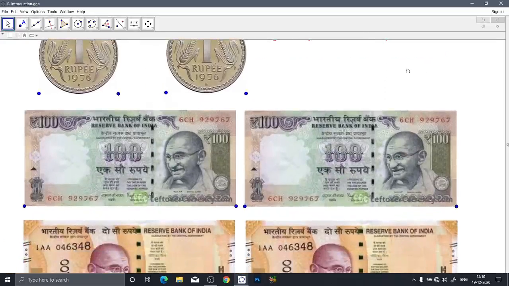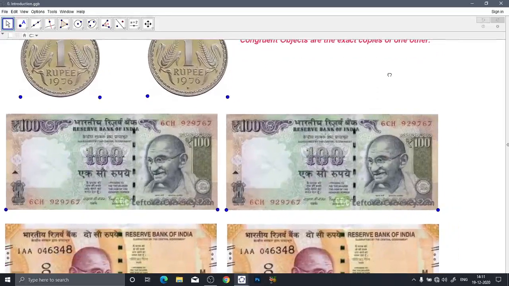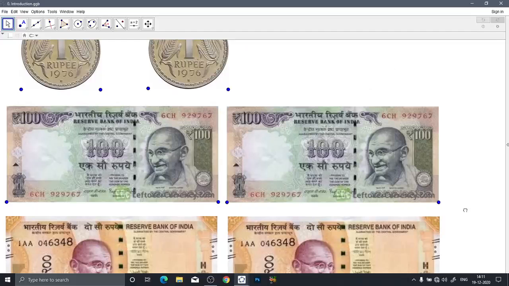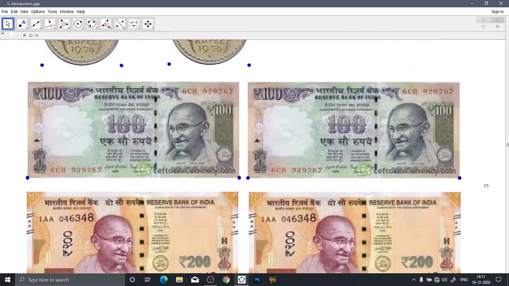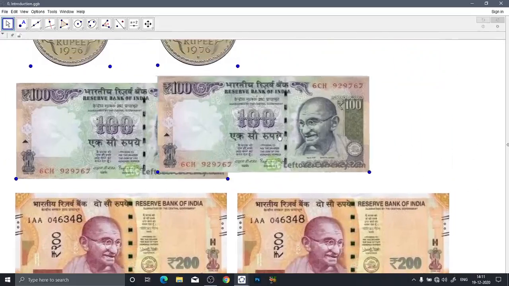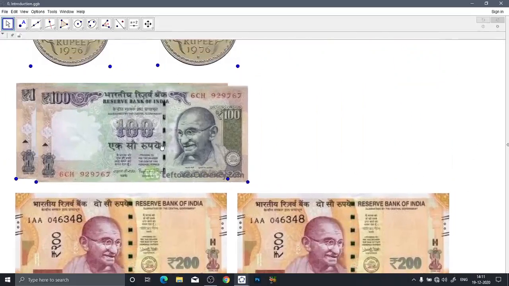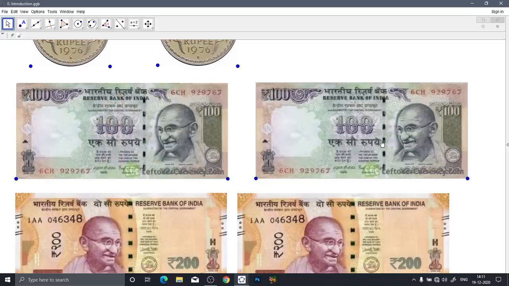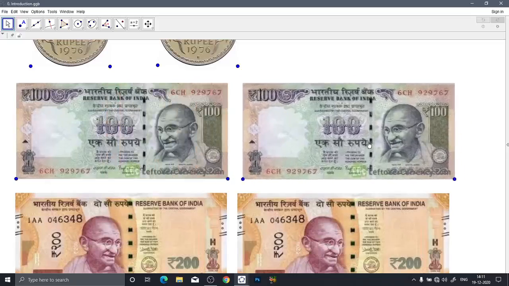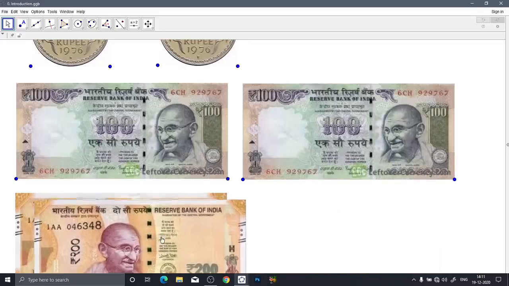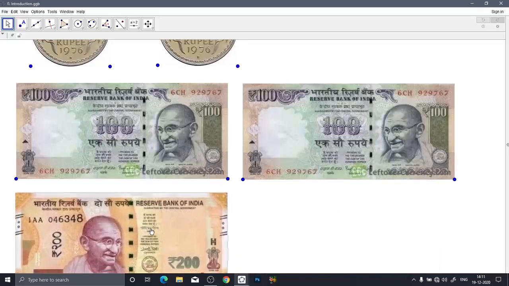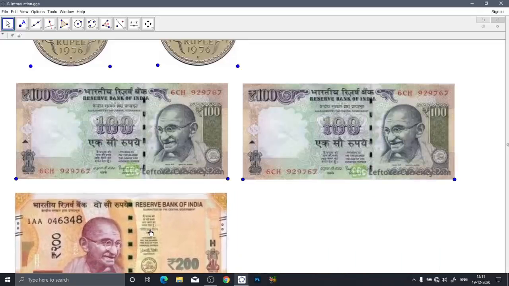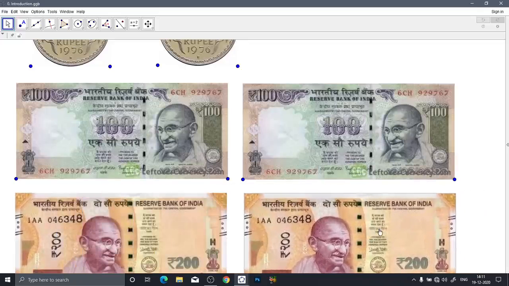Like that, 100 rupee notes of the same size, and 200 rupee notes of the same size, are all congruent figures. If you overlap one over the other, they will exactly coincide with each other. The backside of the 100 rupee note you cannot see. So these two are also congruent to each other. That's the main difference between similarity and congruency.